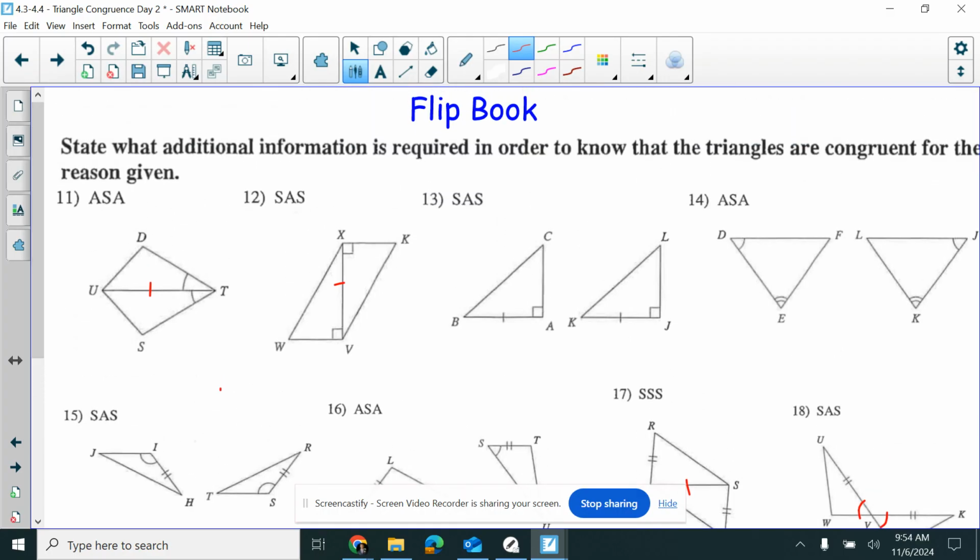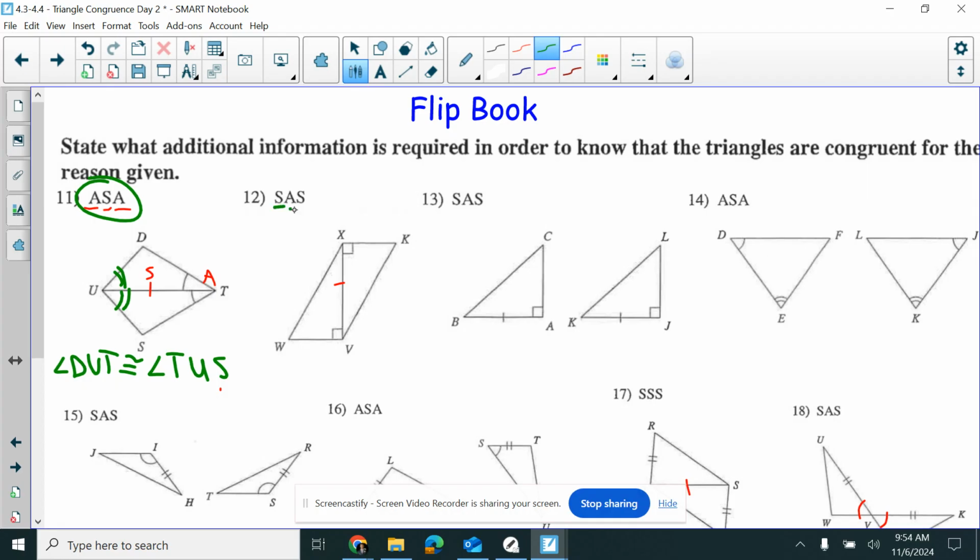So for example, this one is angle, side, angle. If I look at my picture, I have an angle, I have a side, but I'm missing the other angle. So the missing piece of information would have to be this angle is congruent to this angle. So what we want to do then is just add that congruent statement or write it out. So angle DUT would have to be congruent to angle TUS or SUT, either way, in order to do angle, side, angle. There's a piece of information that's missing. You have to figure out what's missing.